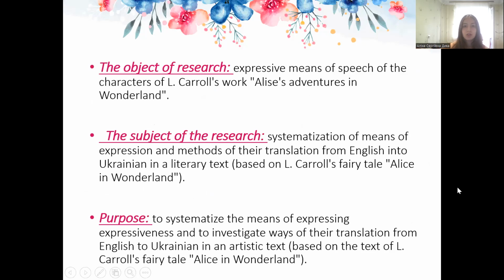The object of research is expressive means of speech of the characters in Lewis Carroll's work. The subject of the research is the systematization of means of expression and methods of their translation from English into Ukrainian in a literary text based on Lewis Carroll's fairy tale Alice in Wonderland. The purpose of my work is to systematize the means of expressing expressiveness and to investigate ways of their translation from English to Ukrainian in an artistic text.